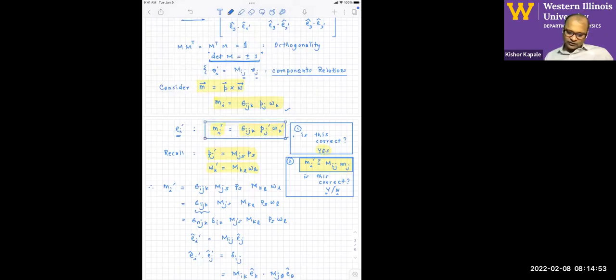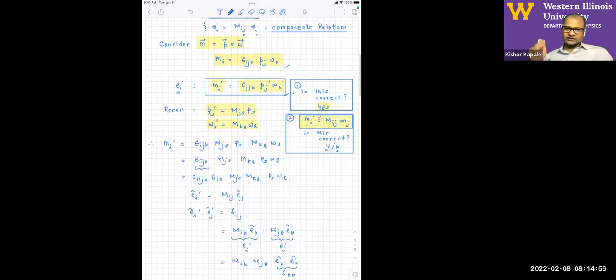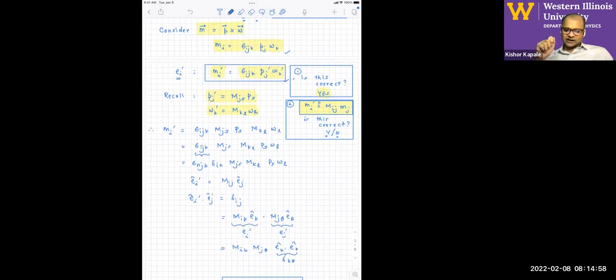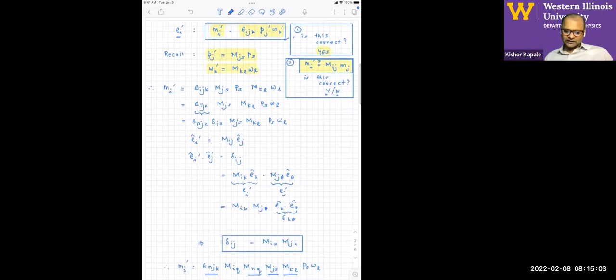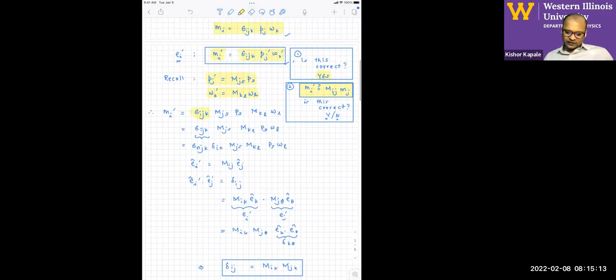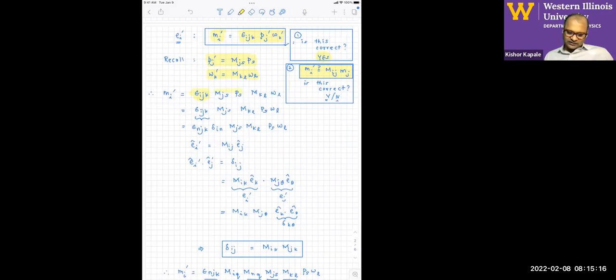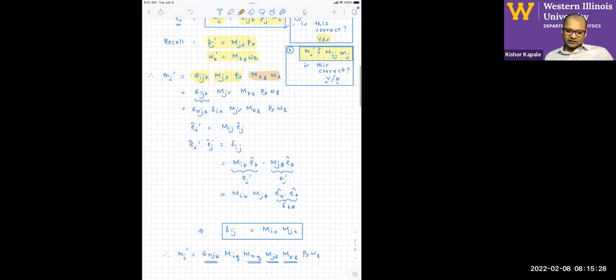So if this is correct, we're just going to use it and start substituting Pj prime and Wk prime in the original coordinate system, right? In terms of the components from the original coordinate system. So that's what you get here. You get epsilon ijk, that was just there to begin with. Then Pj prime is replaced by Mjs Ps, and Wk prime is replaced by Mkl Wl. Okay, everybody with me so far?